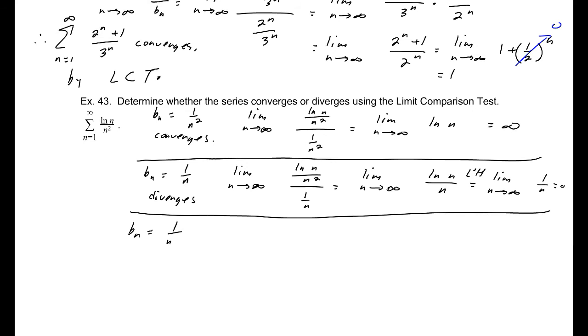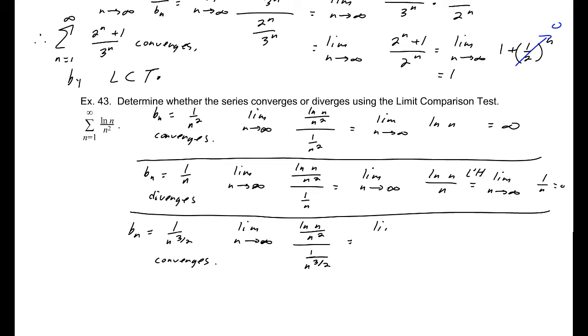1 over n to the 3 over 2. Now, we do know that this converges, because it's a p-series with p equal to 3 over 2. So we've got converges, diverges, and we ended up with 2 inconclusives. So let's try again. This will be the natural log of n over n squared over 1 over n to the 3 over 2.